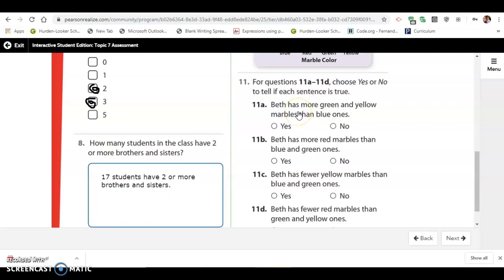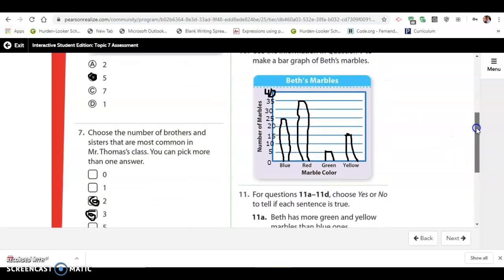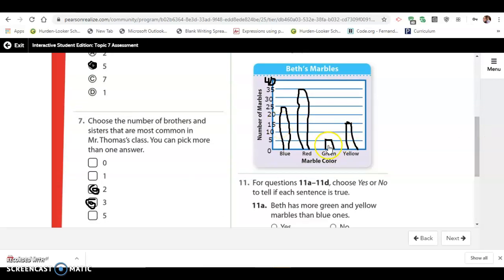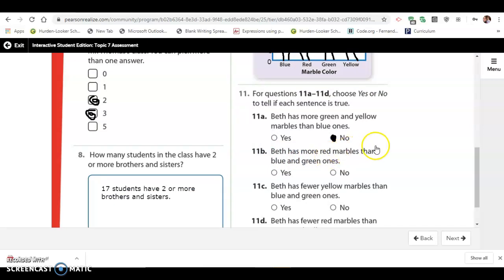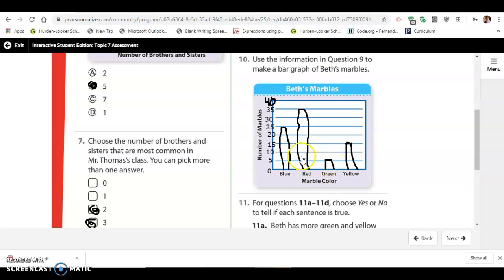Now we have to figure out what Beth has more or less of. So Beth has more green and yellow. Green and yellow we're going to add. So 5 plus 15 is 20. Is 20 more than blue? Blue is 25. So no. Green and yellow, 20, is not more than blue, 25. Beth has more red marbles than blue and green ones. Blue and green are 25 and 5, that's 30.